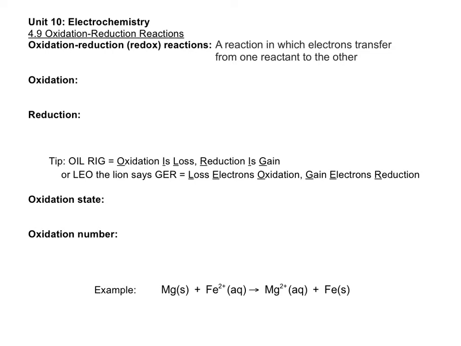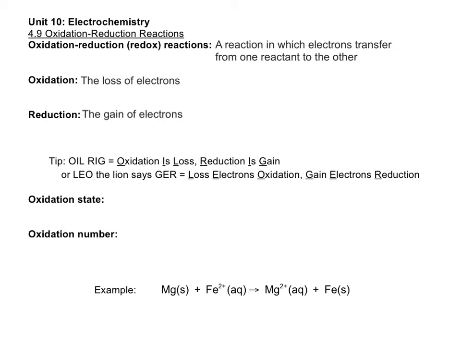But there are two components to an oxidation-reduction reaction. The first is oxidation, which is when something loses electrons, and reduction is when something gains electrons. So there are two little acronyms that you can use to help you remember this. OIL RIG stands for oxidation is loss and reduction is gain. And LEO the lion says GER is the acronym for lose electrons oxidation, gain electrons reduction.